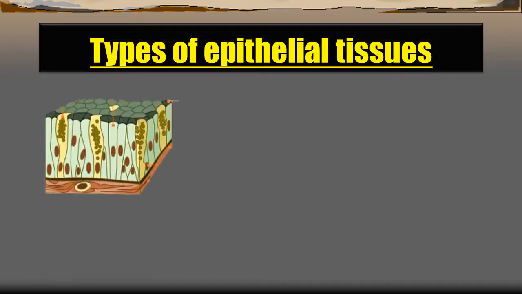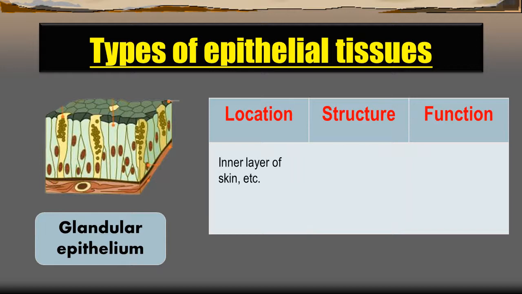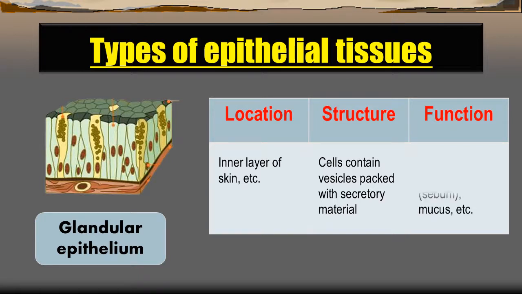The third type is glandular epithelium. Its location is the inner layer of the skin. The previous type of epithelial tissue was the outer layer, and this is the inner layer of skin. The structure is that the cells contain vesicles packed with secretory materials, and the function is secretion of sweat, oil that is sebum, mucus, etc.